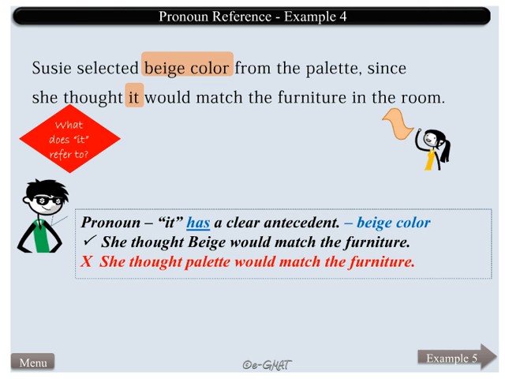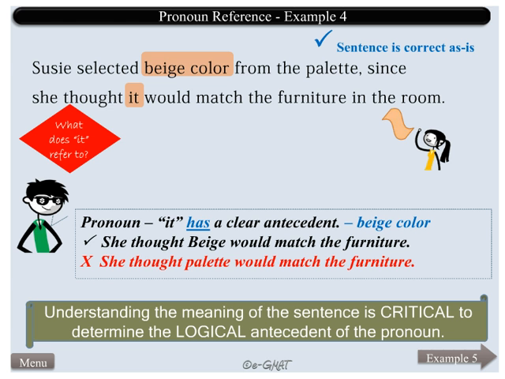She selected beige color from the palette since she thought beige color would match the furniture in the room. This sentence makes sense. Now let's replace it with palette. She selected beige color from the palette since she thought palette would match the furniture in the room. This does not make sense because the entire palette cannot match the furniture of the room when beige color was selected. Once again, the context of the sentence established the pronoun antecedent pair, since in this sentence the pronoun it makes sense only with one antecedent, beige color.